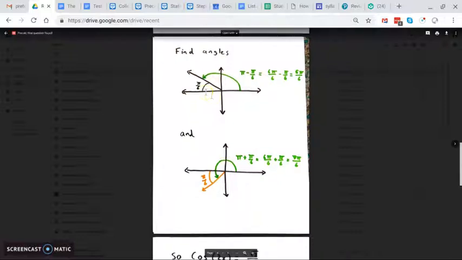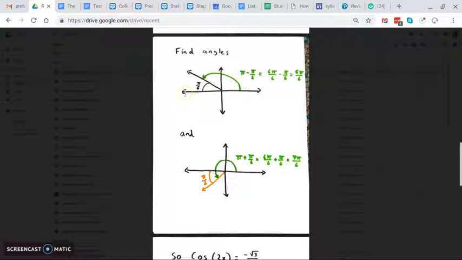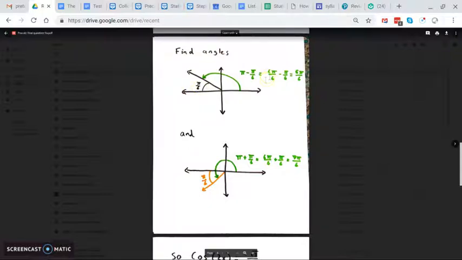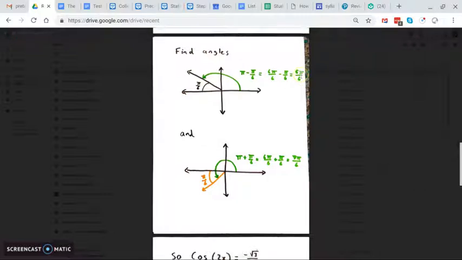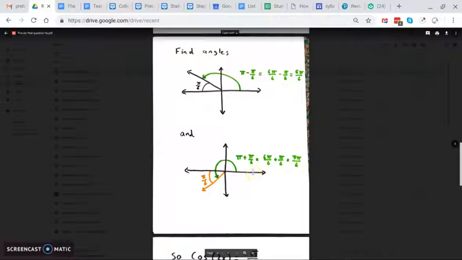Now figuring out what this angle is, I just take, this is pi, right? 180 degrees is pi, so I'm just taking pi and subtracting pi over 6. And I get 5 pi over 6. And I can do the other thing to find the angle in the third quadrant. Just add pi over 6 to pi. Pi plus pi over 6 gives you 7 pi over 6.